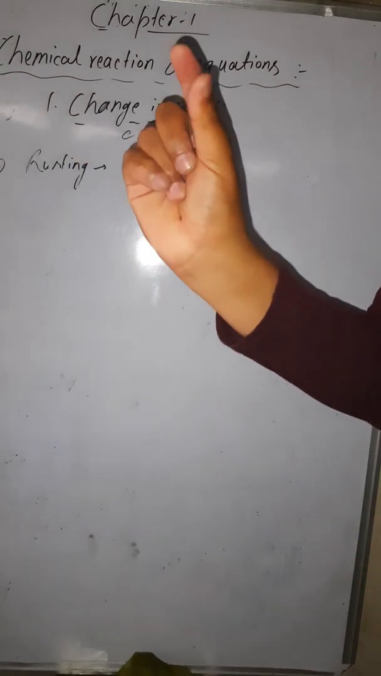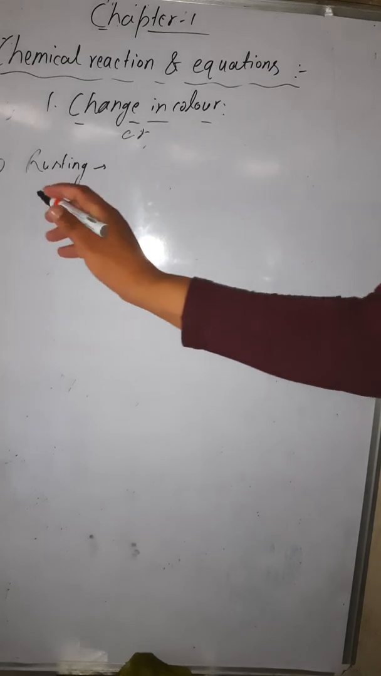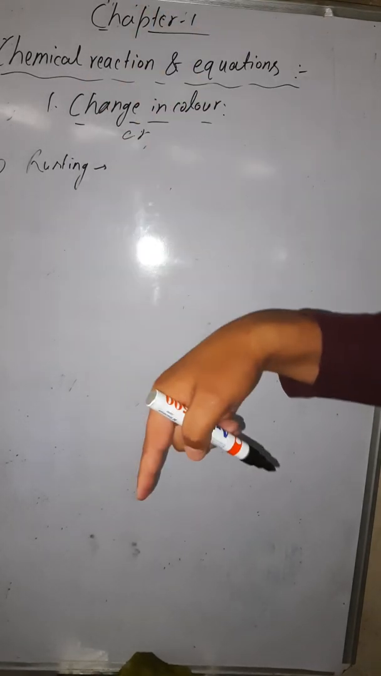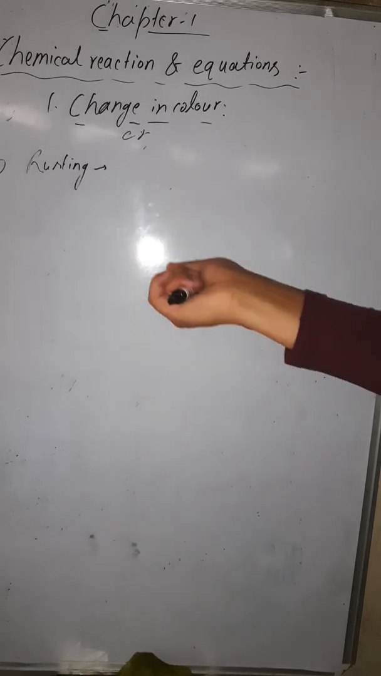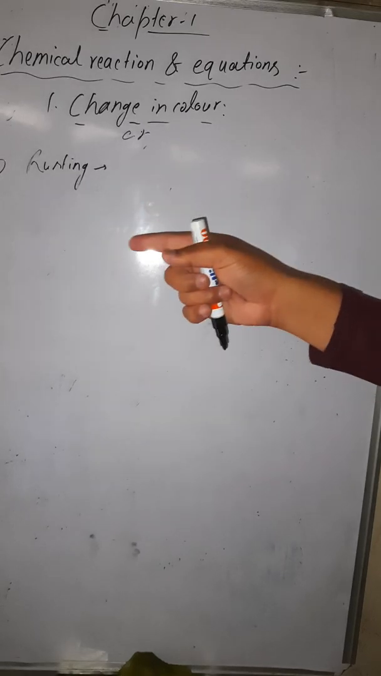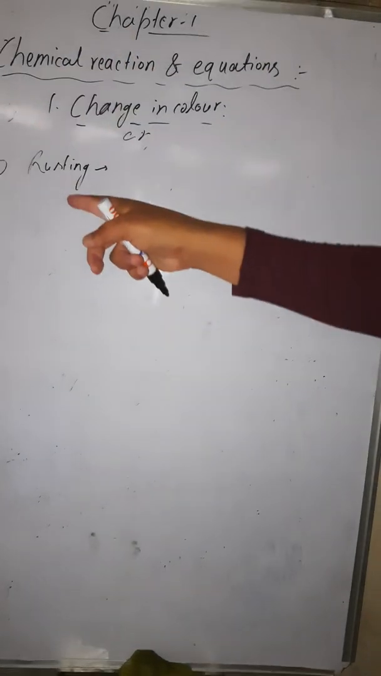So the iron nail is coming in contact with oxygen and with water also. When this is happening, you can see the change in color also. What is happening when the iron comes in contact with oxygen and water? Then there is a reddish brown layer over the iron nail. This is known as rusting.